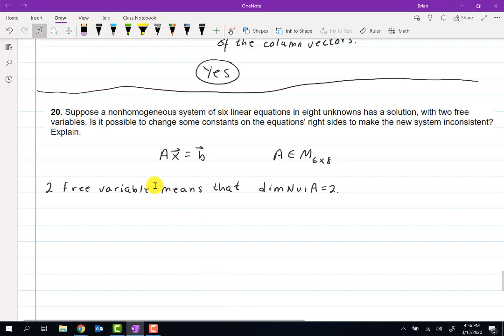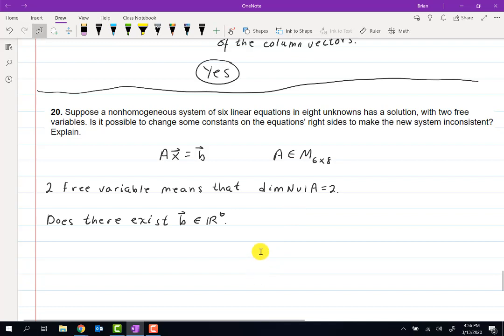So let's see what they're asking us. Is it possible to change some constants on the equations' right side to make the system inconsistent? So is it possible to come up with some B, if you will, to make this system not have a solution? So let's put it this way. Does there exist B? Now, where does B live? Since we have 6 rows, B is in R6.